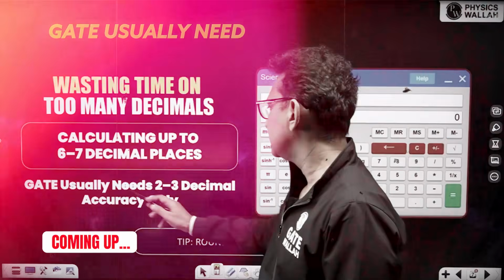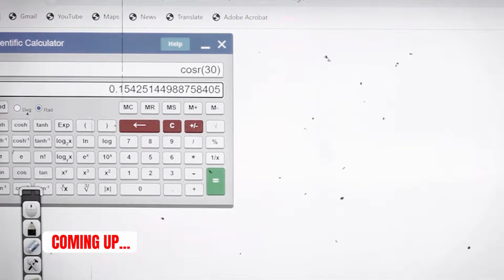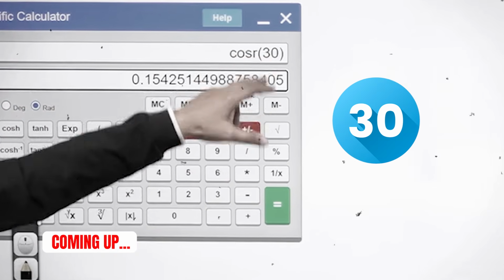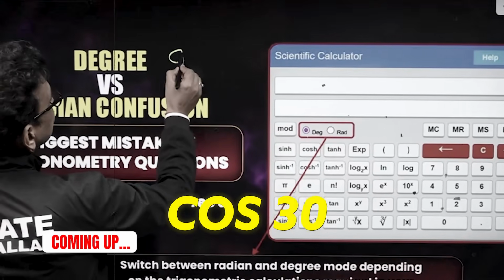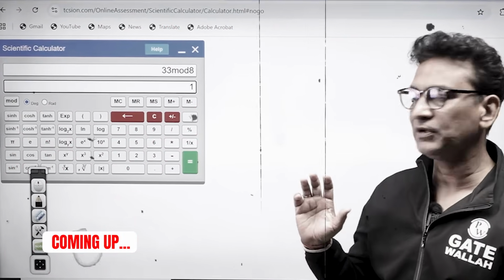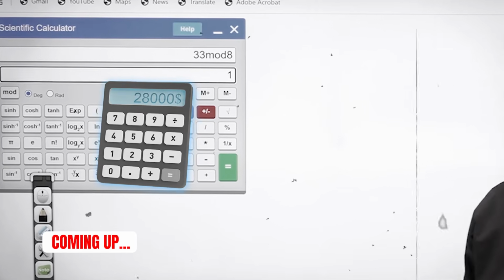How to use the GATE virtual calculator. GATE usually needs only 2 to 3 decimal accuracy. Because the calculator is assuming that the 30 is in radian, it is not in degree. I want to calculate cos 30, where 30 is in degree. You cannot convert rectangular into polar and polar into rectangular directly by using the GATE calculator.